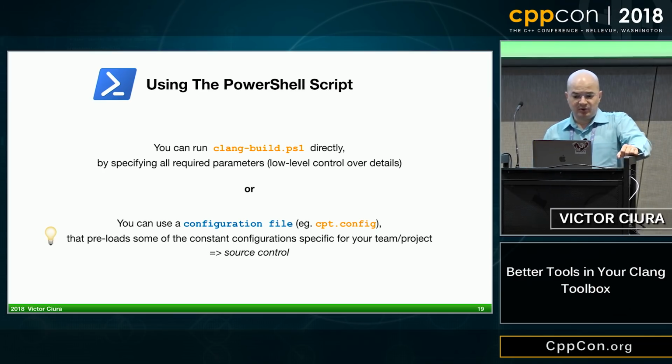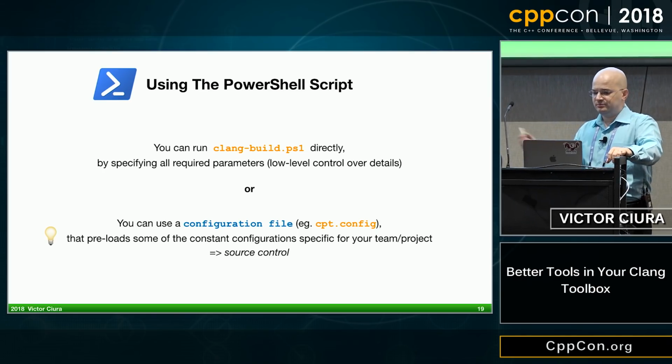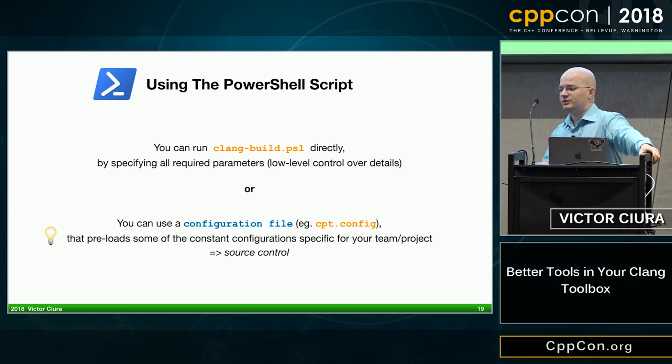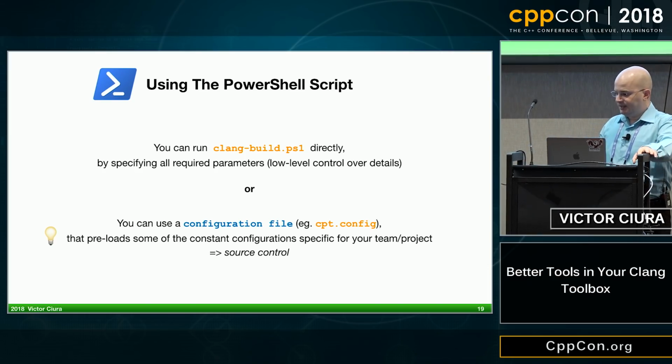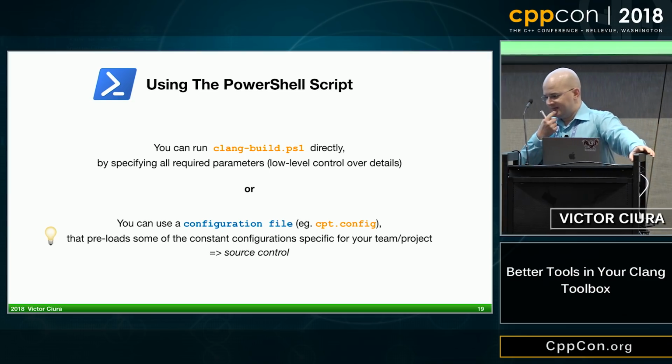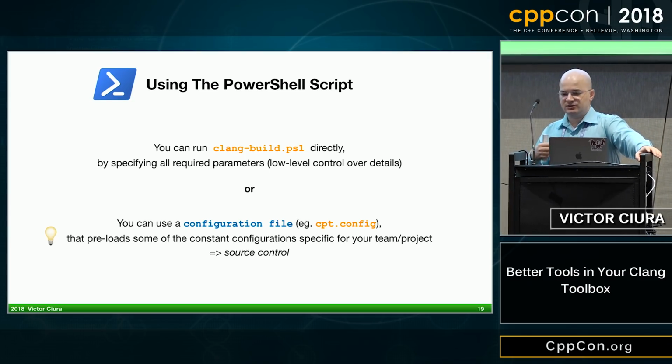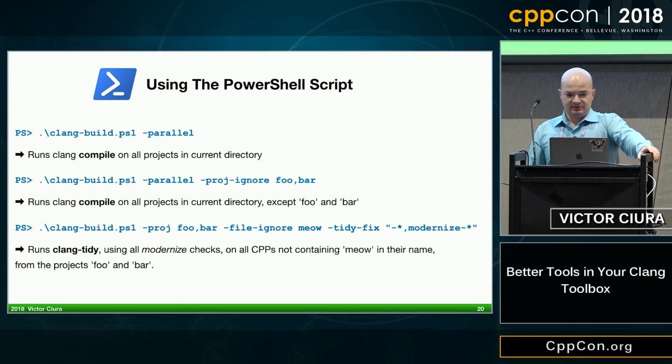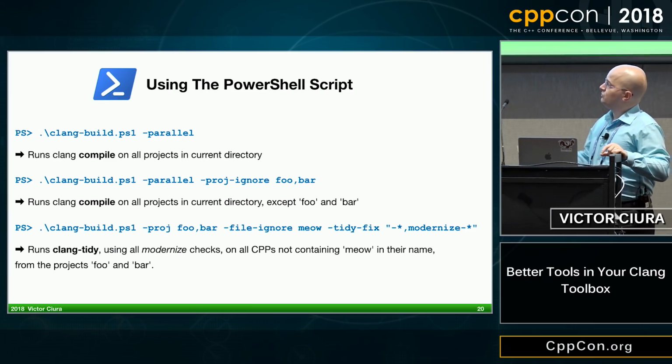You can run the PowerShell directly by specifying all the parameters required. So you do gain low-level access and configurability over every little detail of its behavior. But it also supports a configuration file, so you can safely configure any project-specific behaviors or parameters that you can put in source control and share with your teammates. And this is how it would look like.